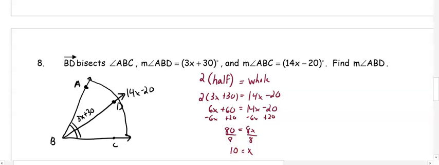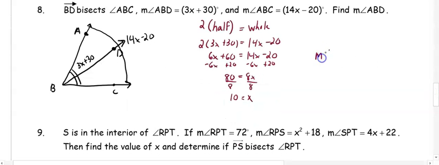Once we know x is 10, we want to find the measure of angle ABD. So we know ABD is 3x plus 30. So we have 3 times 10 plus 30, which gets us 60 degrees.